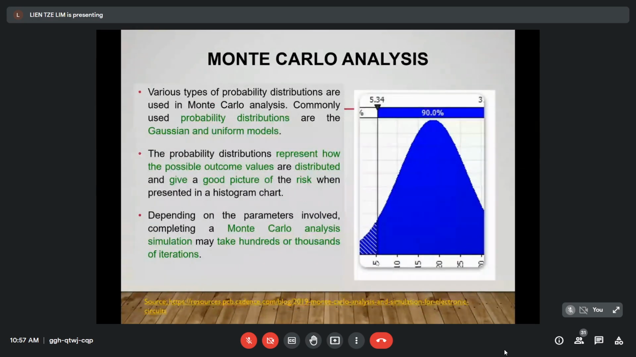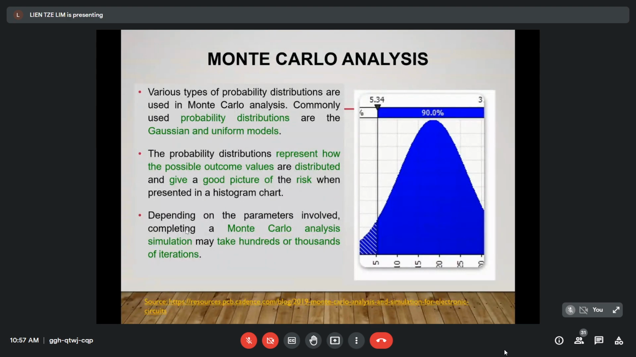Various types of probability distributions are used in Monte Carlo analysis. Commonly used probability distributions are the Gaussian and uniform models. The probability distributions represent how the possible outcome values are distributed and give a good picture of the risk when presented in a histogram chart. Depending on the parameters involved, completing a Monte Carlo analysis simulation may take hundreds of thousands of iterations.